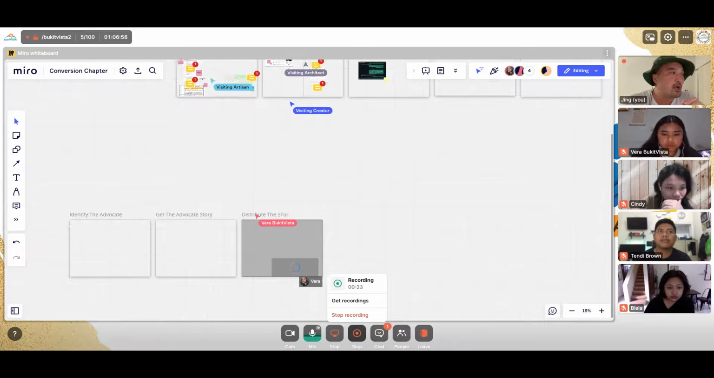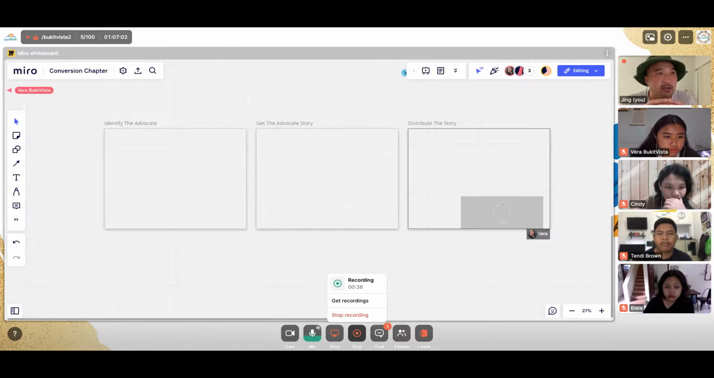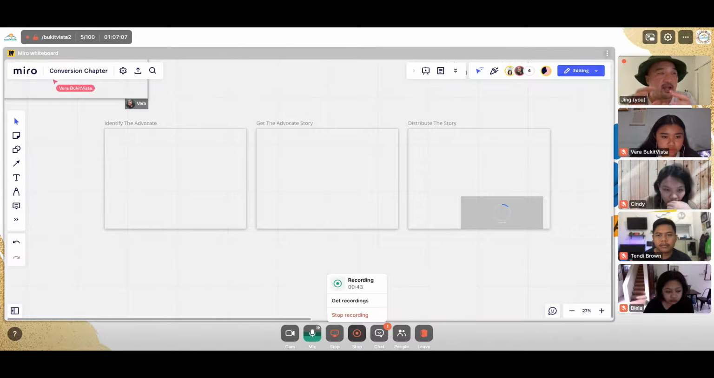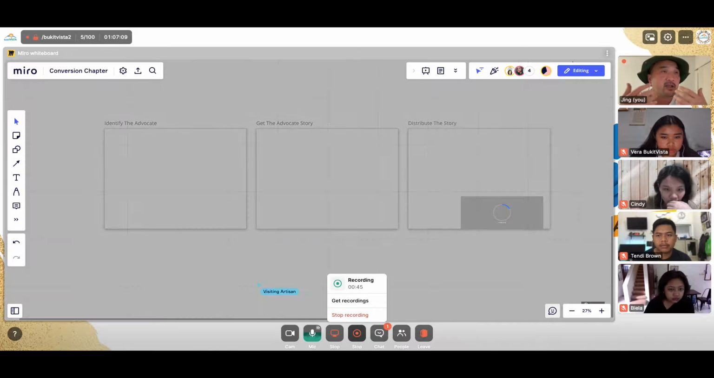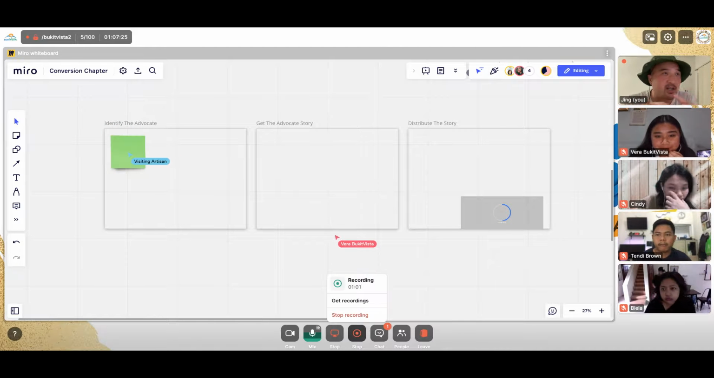So what I want you guys to do is this. Please zoom in to the section that Vera is building for us right now. You should see three frames: identify the advocate, get the advocate story, and distribute the story. Those are the three steps of advocacy. What I want you guys to do is start populating this with examples. Put in an example of where you have identified the advocate. If it's just a story about, oh, I found this person to be an advocate, just take a post-it note and write the story on it. If you got a story, then put it there. If you distributed the story, put it there.